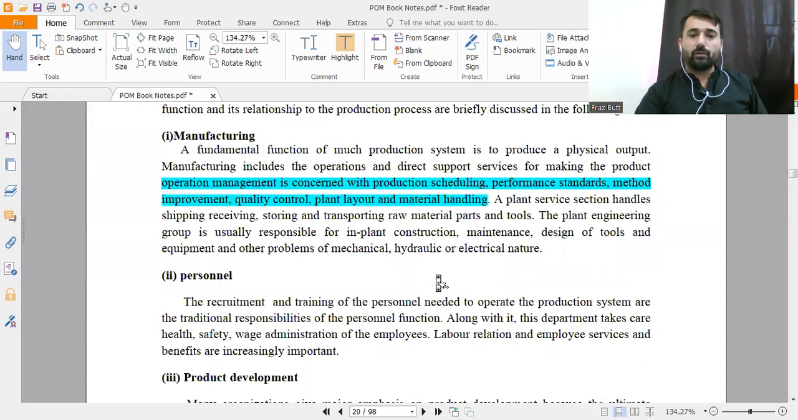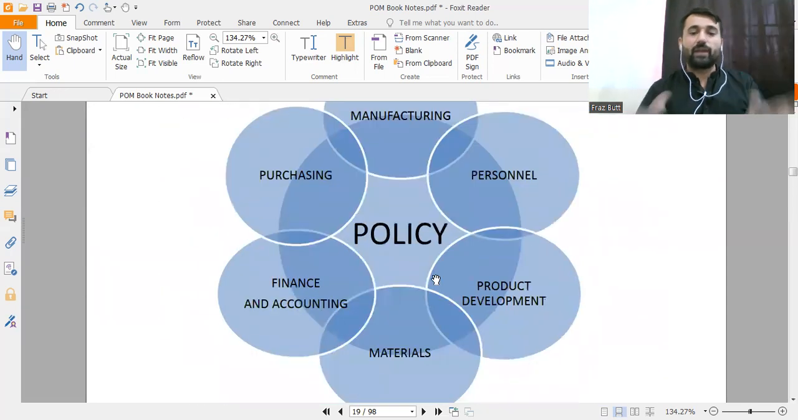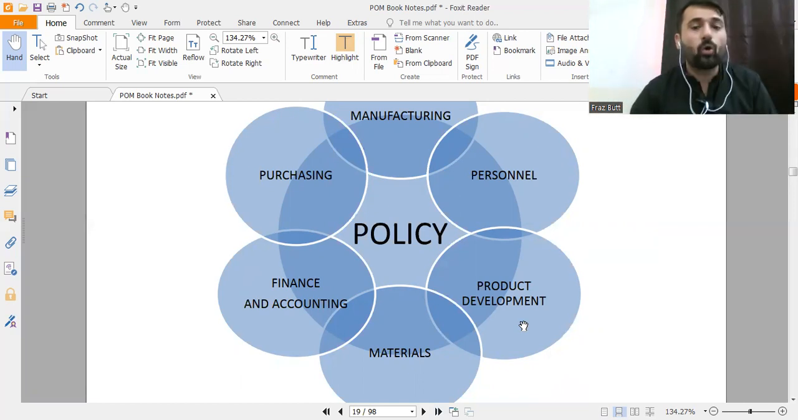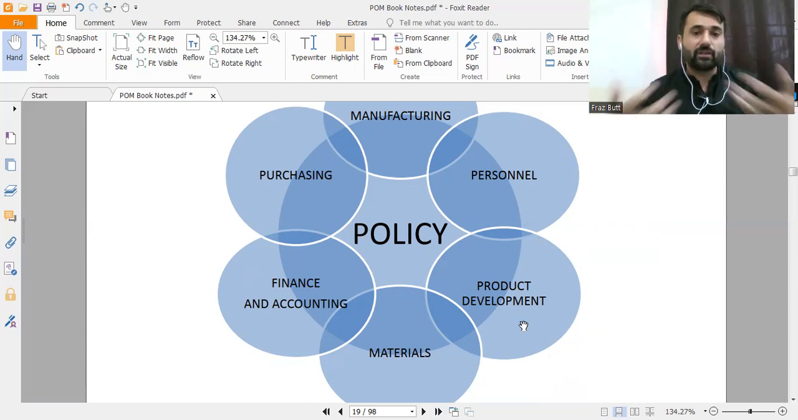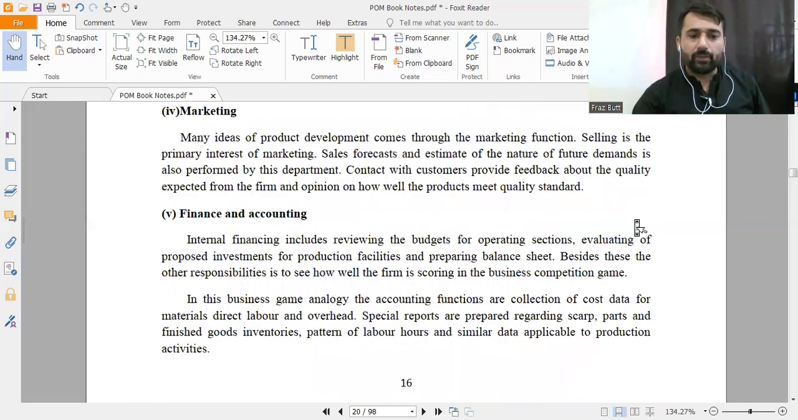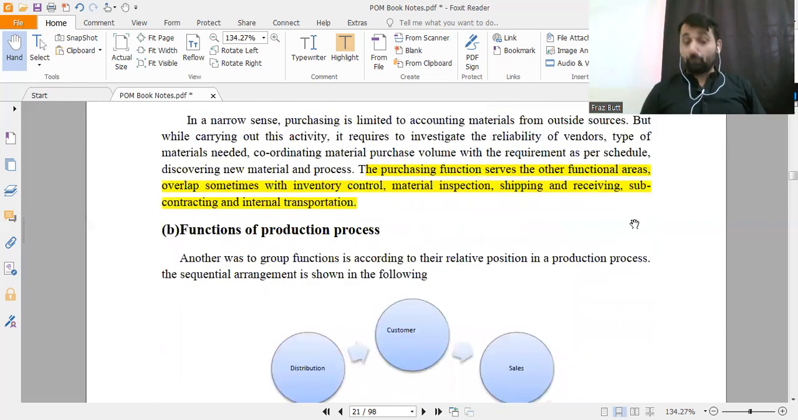You can see all those functions are overlapping with each other: manufacturing, purchasing, finance and accounting, materials, everything. So you have to learn them keeping in mind that they overlap. They are not independent of each other. They have to move in combination with each other, in coupling with each other, you can say. And let me show you the production process.